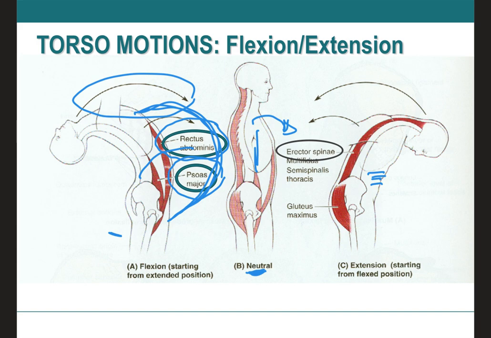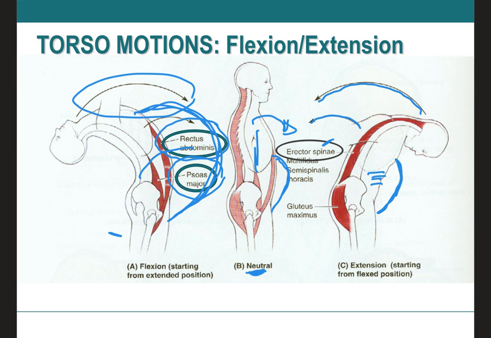Now, if you are in a flexed position because your torso has a smaller angle when compared to the neutral, for example, then you're going to extend your torso by bringing it back to anatomical position. And the muscles that will perform this function will be, for the most part, your erector spinae group. So your iliocostalis, your longissimus, and your spinalis.